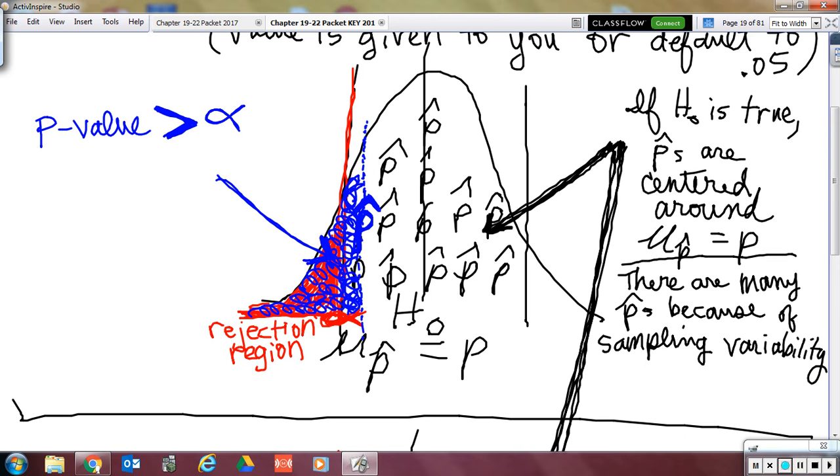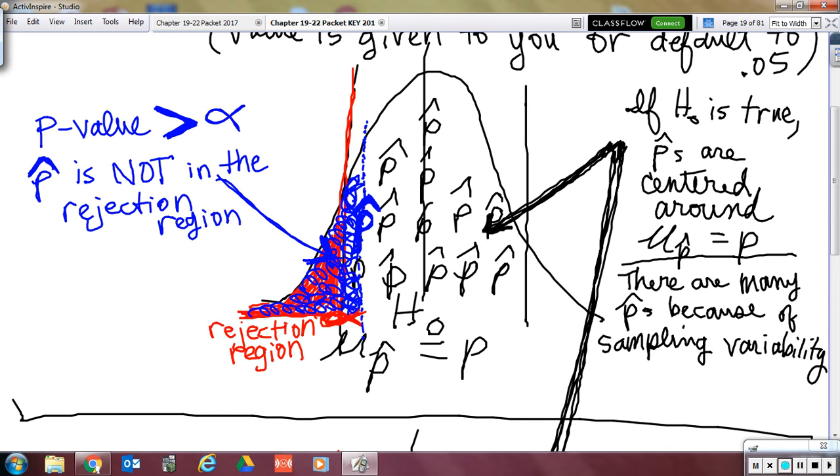And the key is that this is happening because the sample that we got is not in the rejection region. So if the p-value is bigger than alpha, then the sample that we got is not in the rejection region. And so it's actually not statistically significant, and we'll talk about that in a minute. Okay, so if it's not in the rejection region, the sample we got is happening just because of sampling variability.